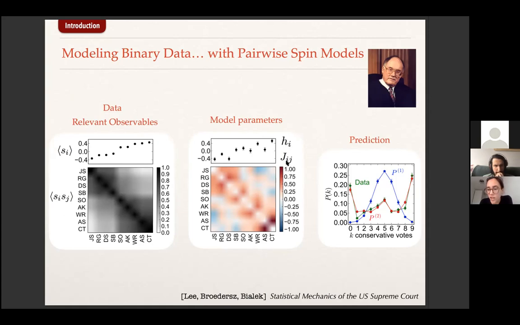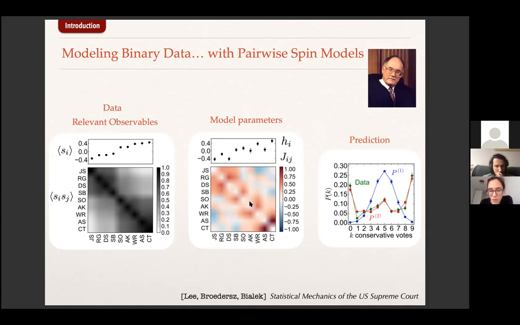So they will fit the h_i and the J_ij, such that the model distribution is as close as possible to the data distribution. And what you can see here is that the h_i tend to be positive for conservative justices. So the conservative ones are on this side and the most liberal ones on this side. And so you can see the h_i tend to be negative for the most liberal justices. And the same, you will see that the J_ij tend to be positive between justices of the same party, of the same orientation.